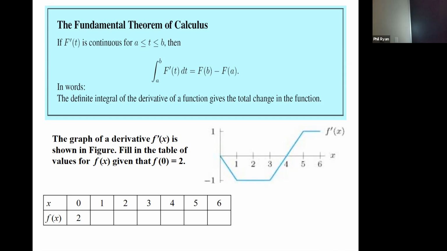Right, so let's see what we're doing here. So here is a derivative, it's a rate of change. We're integrating it, and it's the total change, right? It's what the function is at b minus what the function is at a. And so notice that there are two different functions here. There's f prime, which is the rate of change, and there's f, which is the function itself.